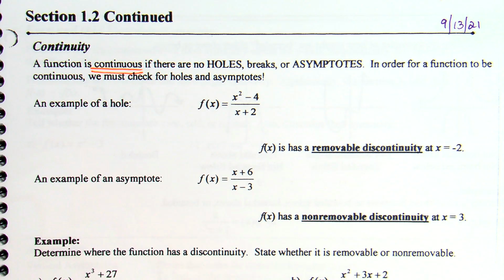no asymptotes. We talked about holes and asymptotes last year, and we're going to talk about them again today, which are breaks in the graph. So as long as there's no holes and no asymptotes, a graph is continuous. Now, in order for a graph to be continuous, we must check for these holes and asymptotes, and that's what we're going to practice right here.